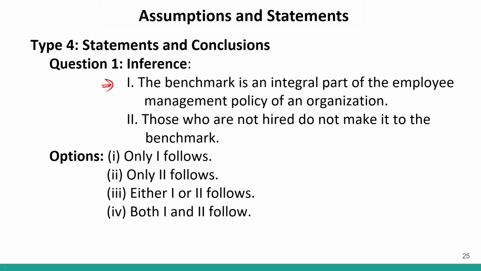First conclusion says the benchmark is an integral part of the employee management policy of an organization. Definitely we can conclude this. Based on this benchmark, we were hiring people, we were letting go of people, they were being promoted. Therefore, it will be an integral part, right? So this is a correct conclusion. Second one says those who are not hired do not make it to the benchmark. Definitely, benchmark is there. Why do we call it a benchmark? Because only after crossing this threshold we would be hired. So this is also a correct conclusion. Answer will be both 1 and 2 follow.